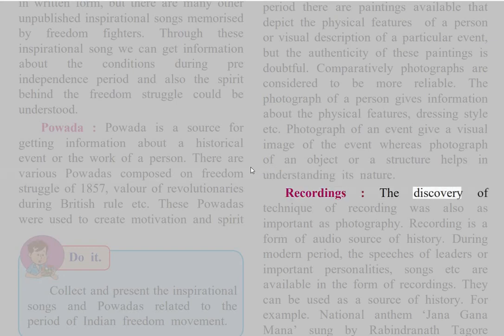Recordings. The discovery of the technique of recording was also as important as photography. Recording is a form of audio source of history. During the modern period, the speeches of leaders or important personalities, songs, etc. are available in the form of recordings. They can be used as a source of history. For example, the National Anthem, Jana Gana Mana, sung by Rabindranath Tagore.